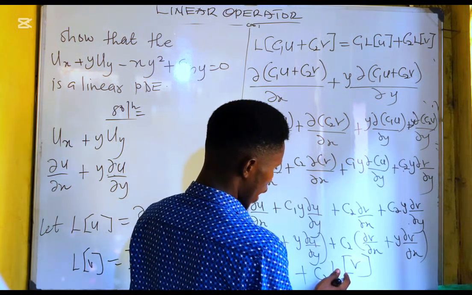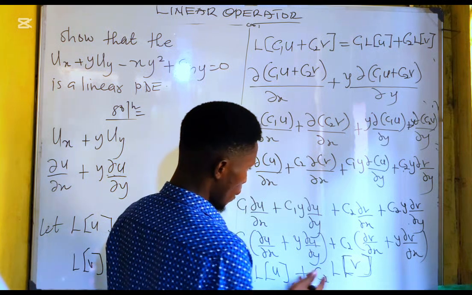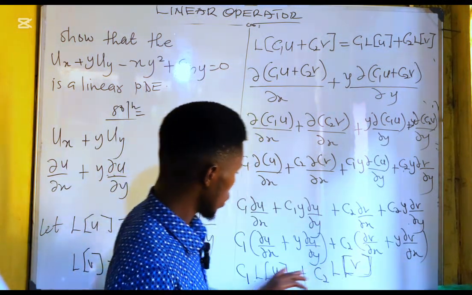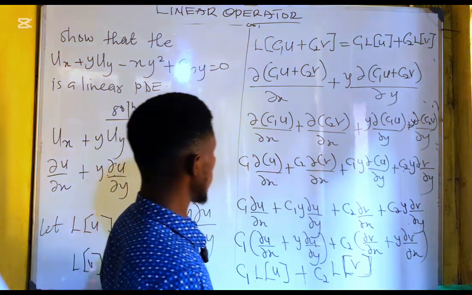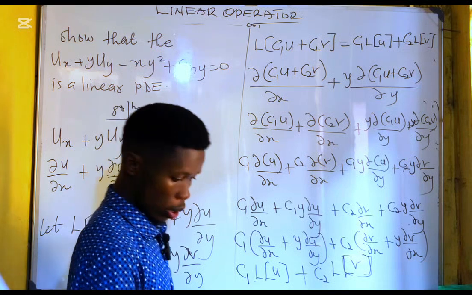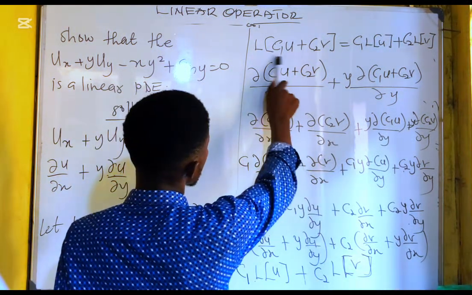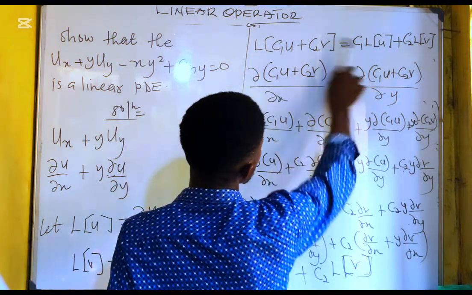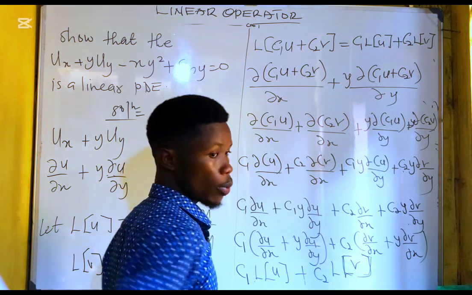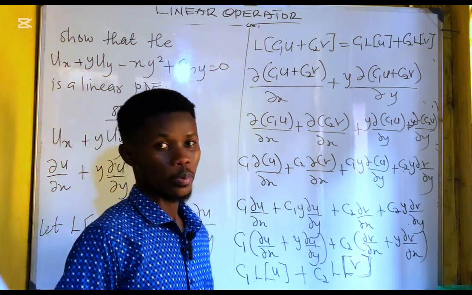C times LU. So what you are just saying is that this one is equal to this, meaning that the property holds, because we are saying that this one should be equal to this, and we use this one to prove it. We have now gotten this one. So the property holds. Is that okay? Very good. Now let's move to the next topic.